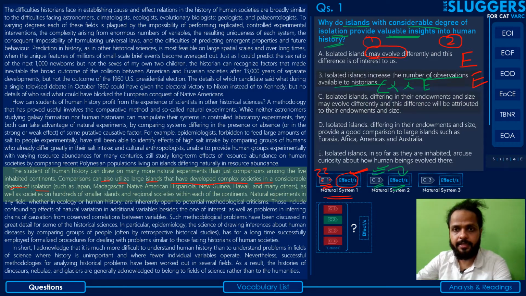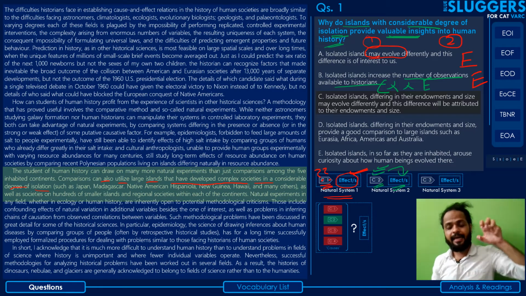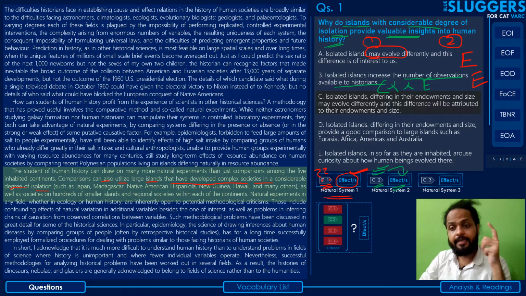Next, option C. Isolated islands differing in their endowments and size may evolve differently, and this difference will be attributed to their endowments and size. Guys, what does endowment mean? Endowments is basically any kind of inherent characteristic or aspect of the island. For example, the way the seasons are distributed across the year on the island, the flora and fauna, the vegetation, anything that the island has had since a long time, that may play a role as a causative factor in the evolution of human history.